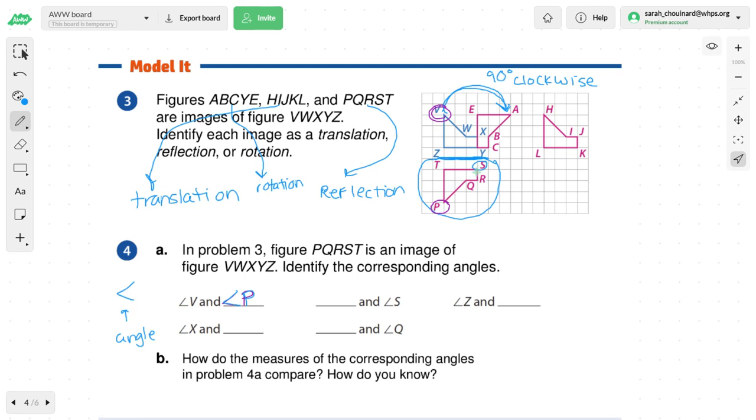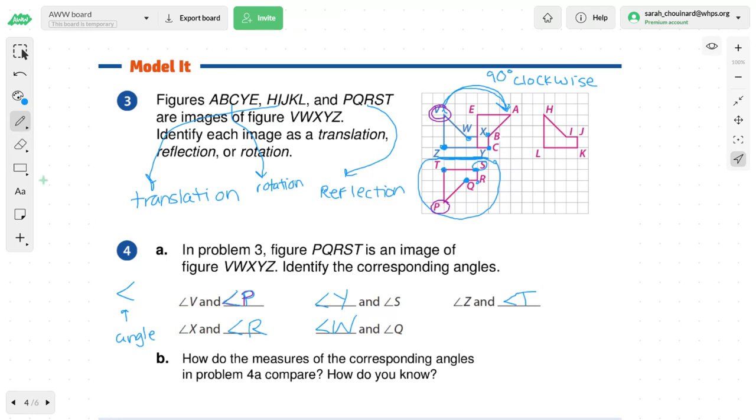Angle S is this little bottom corner. And so on our original shape, that bottom corner was angle Y. Angle Z is this angle kind of across from V, so that's going to be angle T. Angle X is going to match up with angle R. And angle Q, this little corner of a pretty big obtuse angle, is the same as angle W.